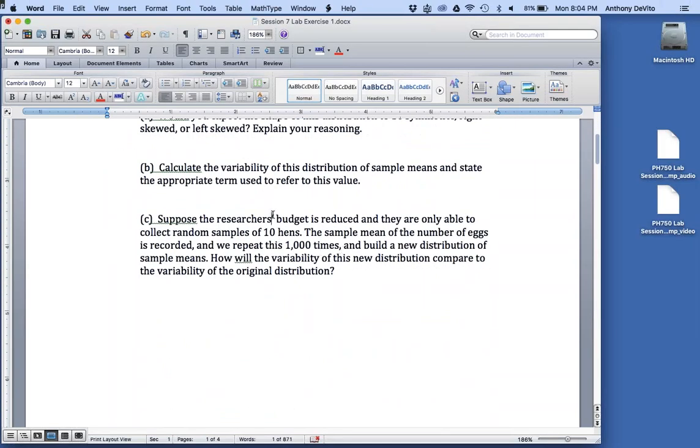Suppose the researcher's budget is reduced and they are only able to collect a random sample of 10 hens.